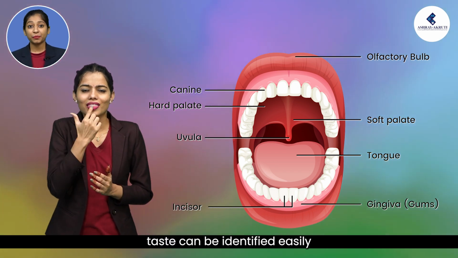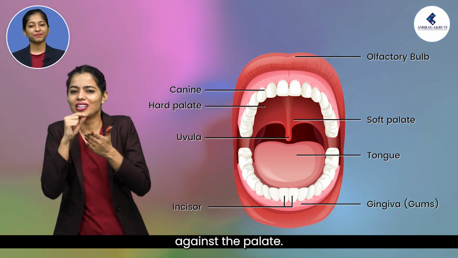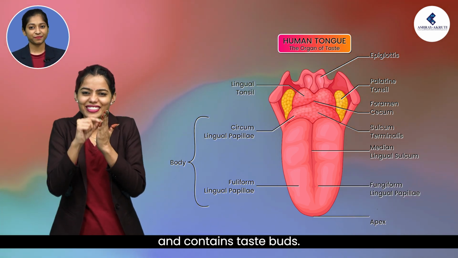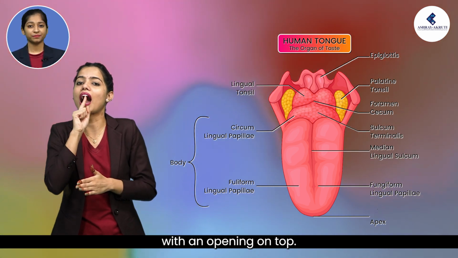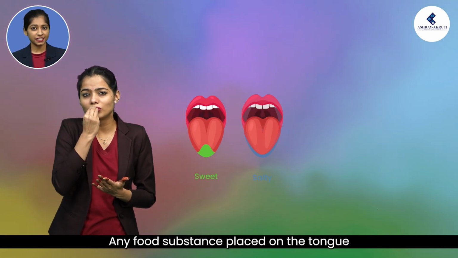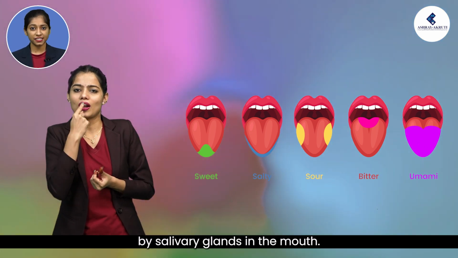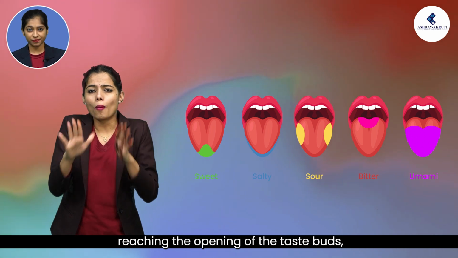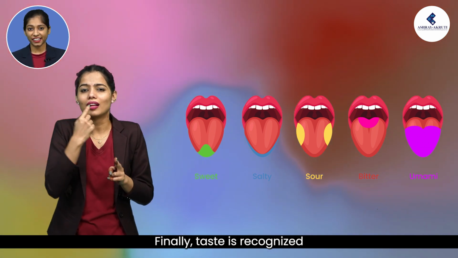We know that taste can be identified easily when the tongue is pressed against the palate. The tongue is sensory in function and contains taste buds. These taste buds are tiny papillae with an opening on top. Within them, there are several taste-sensitive cells. Any food substance placed on the tongue gets dissolved in the saliva secreted by salivary glands in the mouth. When the tongue is pressed against the palate, reaching the opening of the taste buds, the taste cells trigger the taste signals. Finally, taste is recognized in the brain.